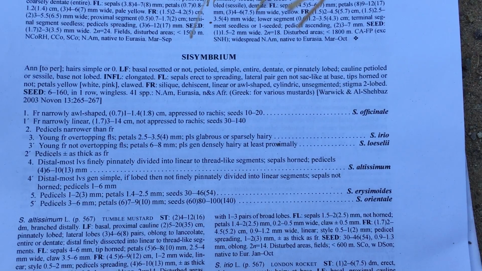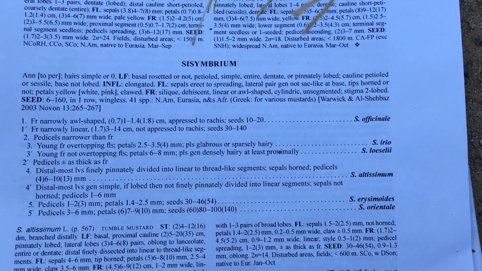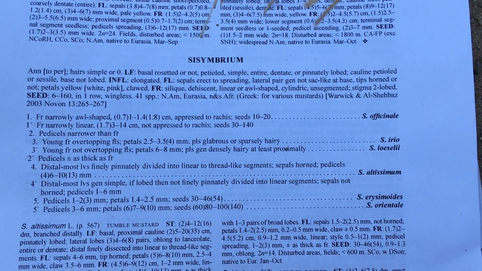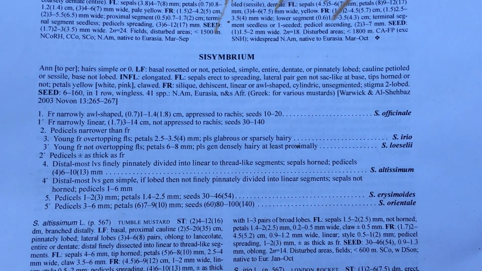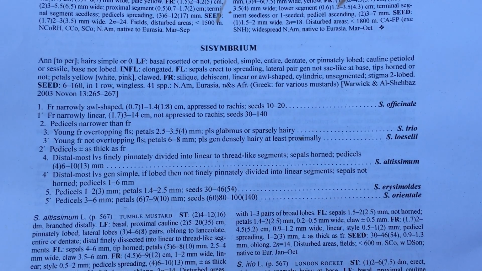And then the seed count was 88. So 10 to 20 seeds, and 1 doesn't fit. It's not appressed to the rachis, and it's not awl-shaped. It's the perfect example of linear. So 1 prime fits really good. So let's look at 2 and 2 prime.